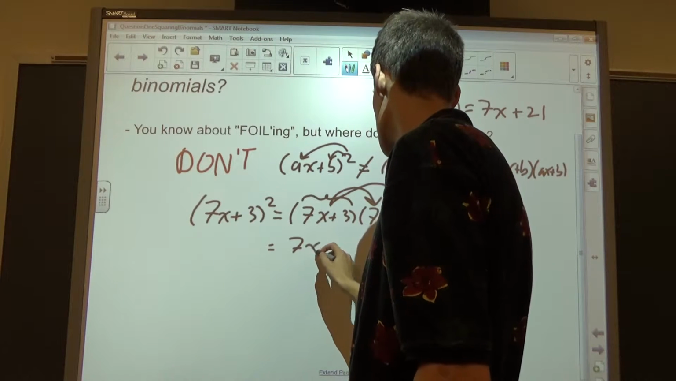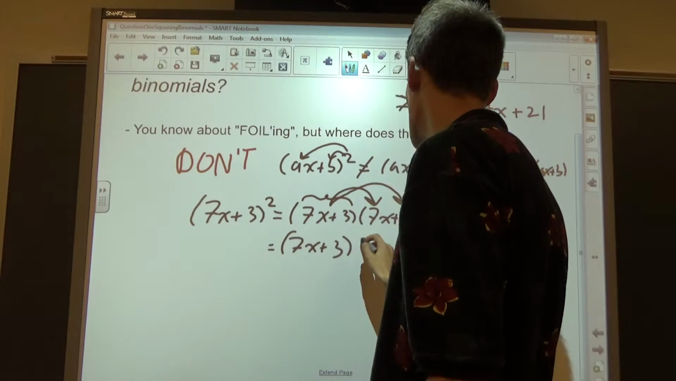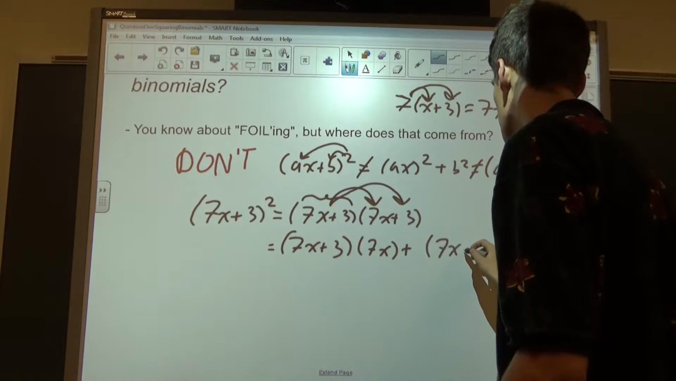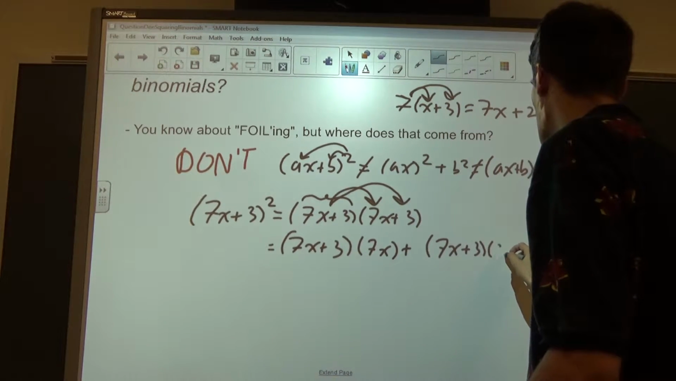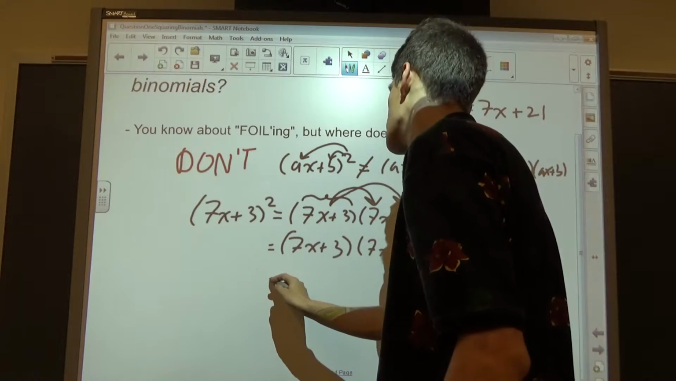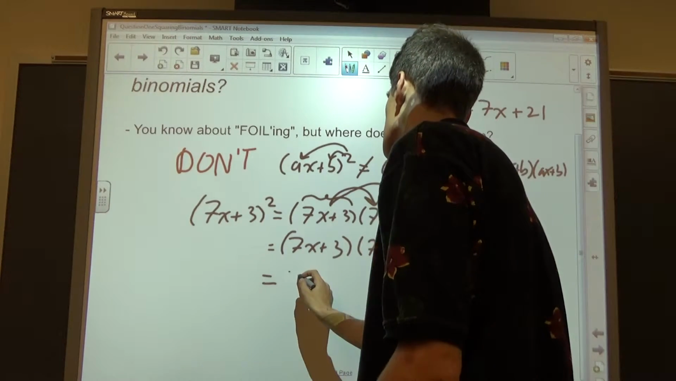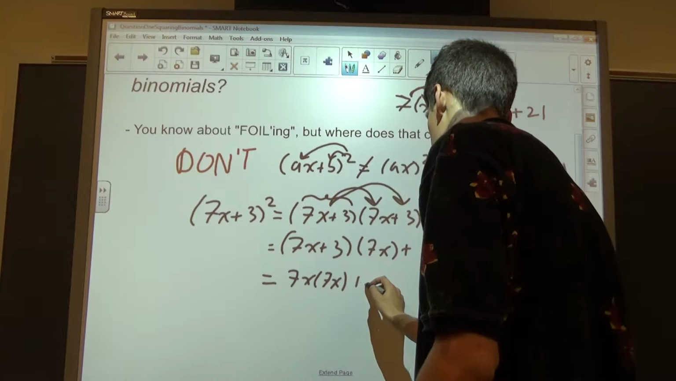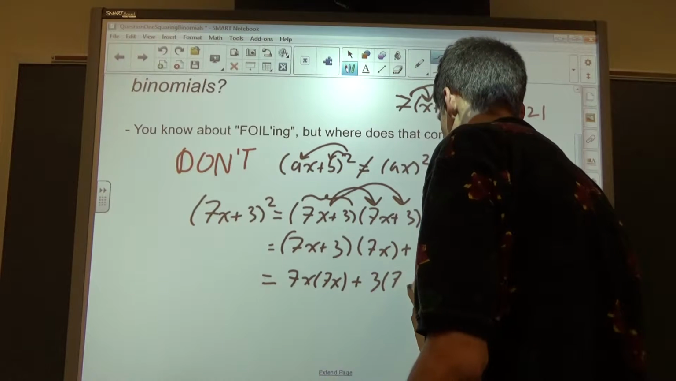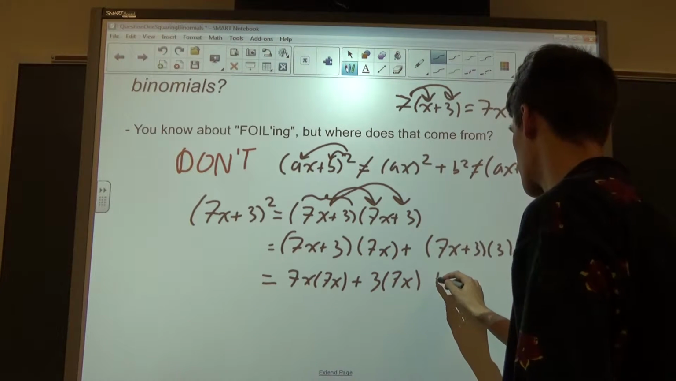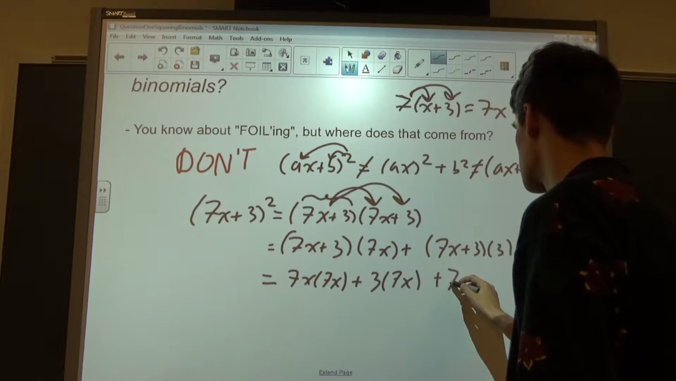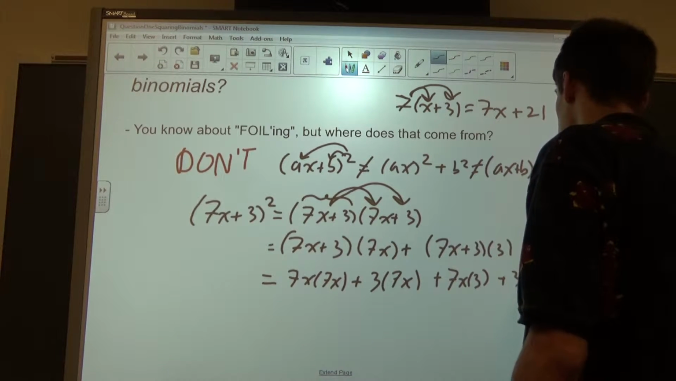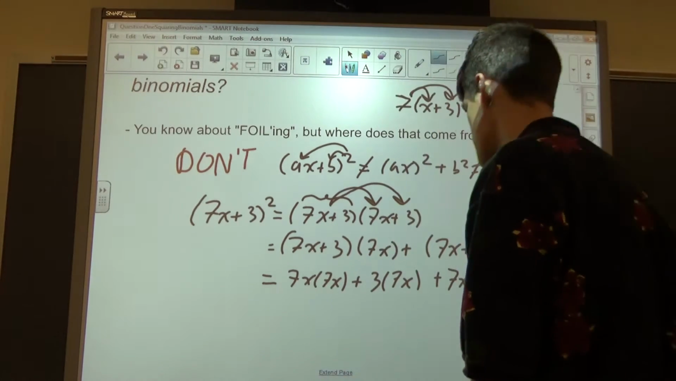So we get 7x plus 3 times 7x, and then I want to do that times 3 again. So I've distributed, and then I distribute a second time, so 7x times 7x. Just using the distributive laws all day, every day. Then that's 3 times 7x, and then 3 times 3, which is 3 squared.